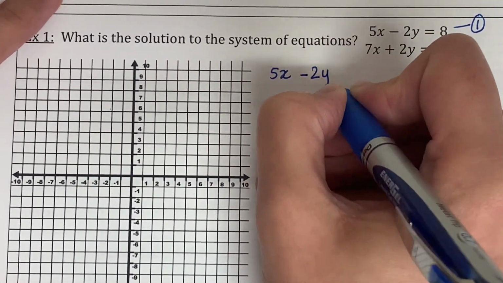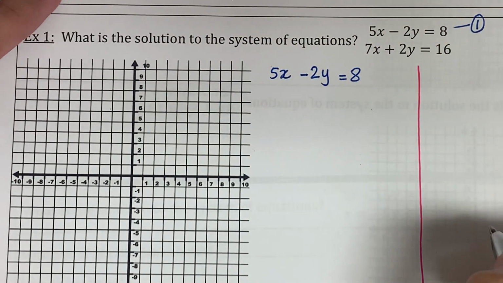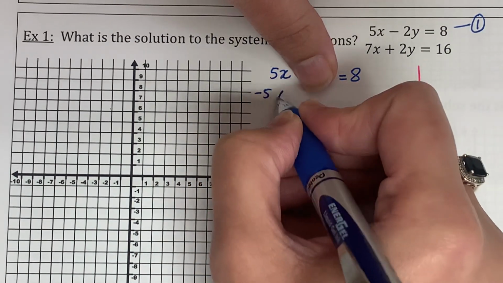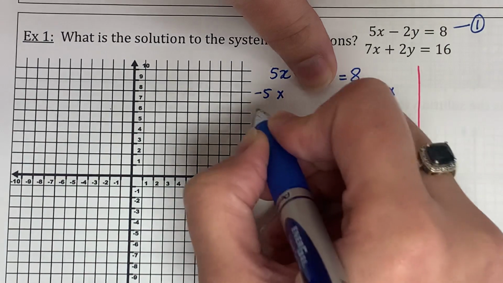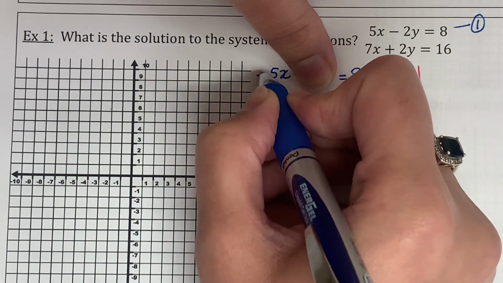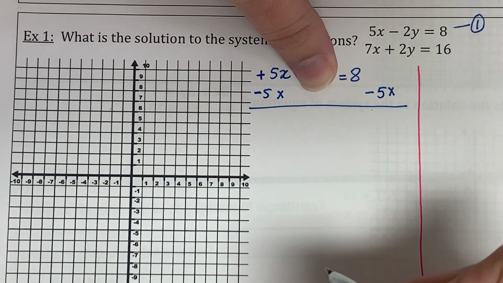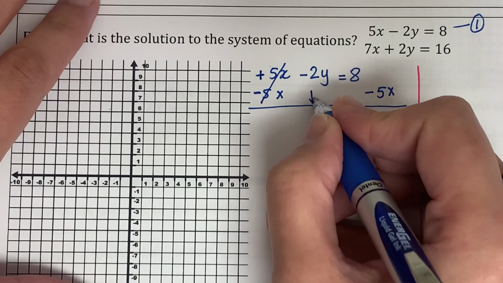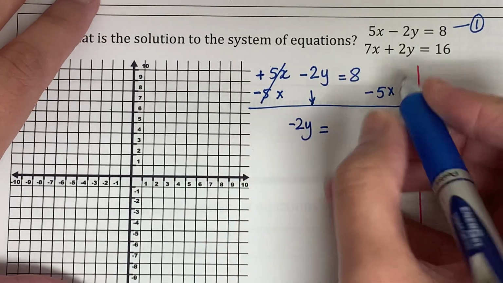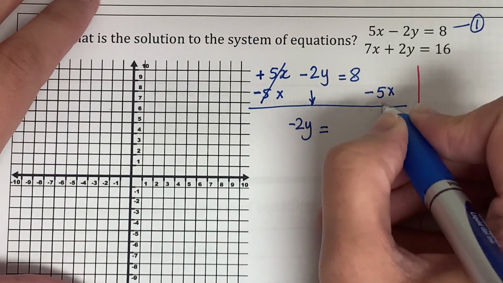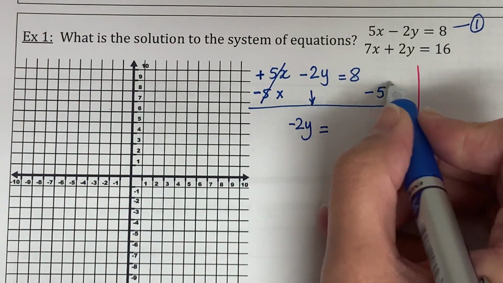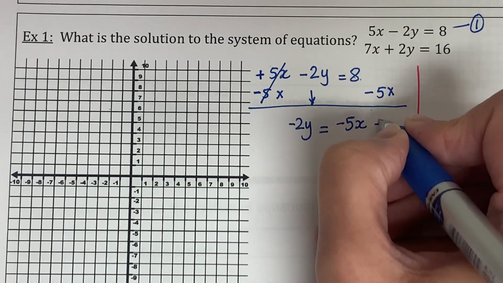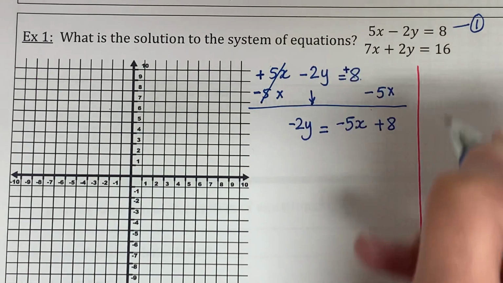5x minus 2y equals 8. I have to keep the y by itself. So first step, subtract 5x on both sides. You always do the opposite. If you do not know, just put the plus here so you know that this is a minus. 5 minus 5 is a 0. Cancel it out. Bring down the negative 2y equals. You can write it whatever way you like, but since it's y equals mx plus b, I'm going to put the mx first. So negative 5x plus 8, since there's no sign, it's a plus here.